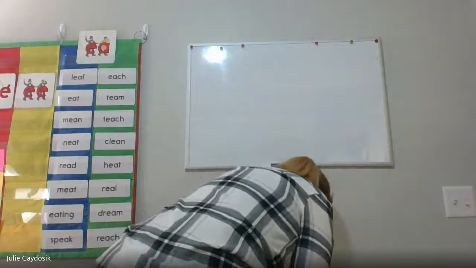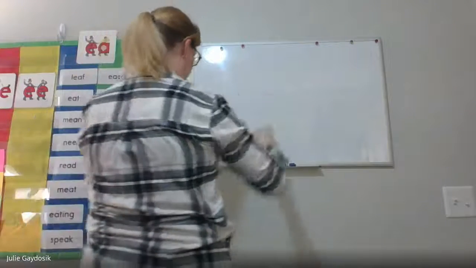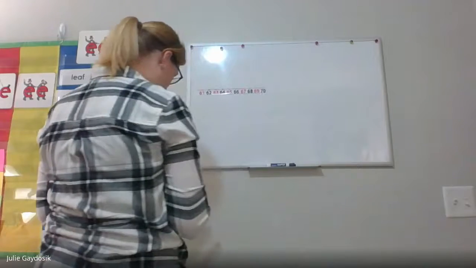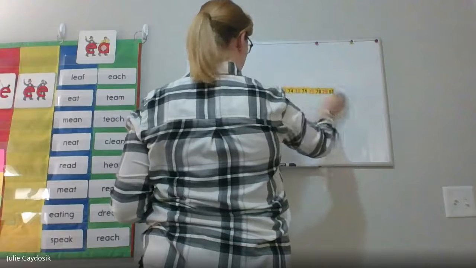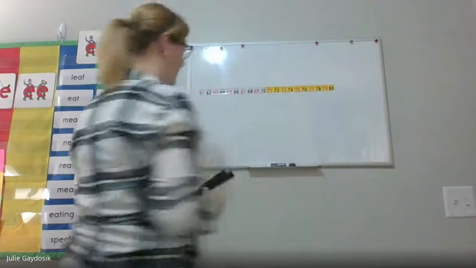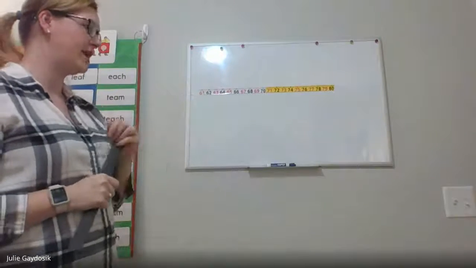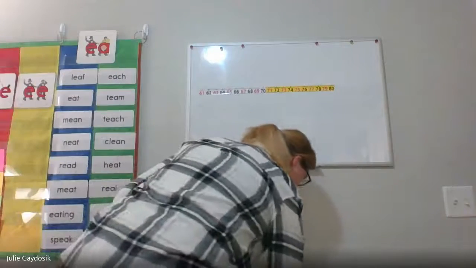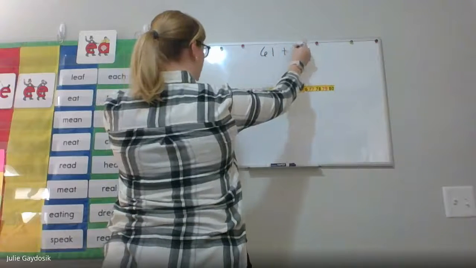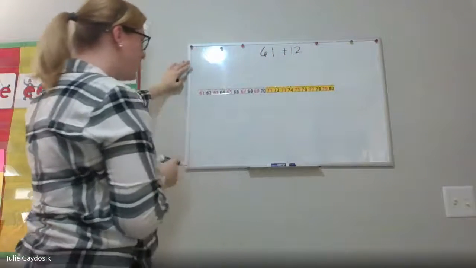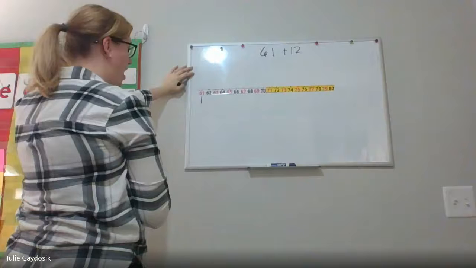So I do have some handy dandy number lines. And I just want to show you kind of what it would look like if I had just an open number line. So these are my numbers, I have 61 all the way to 80. Now, if I had a problem where it was 61 plus 12, so it's not an even 10, I'm going to start at 61. And then I'm going to hop up 12.